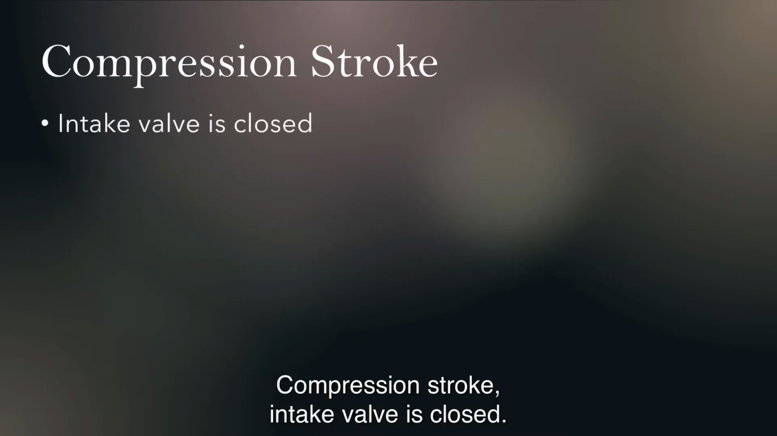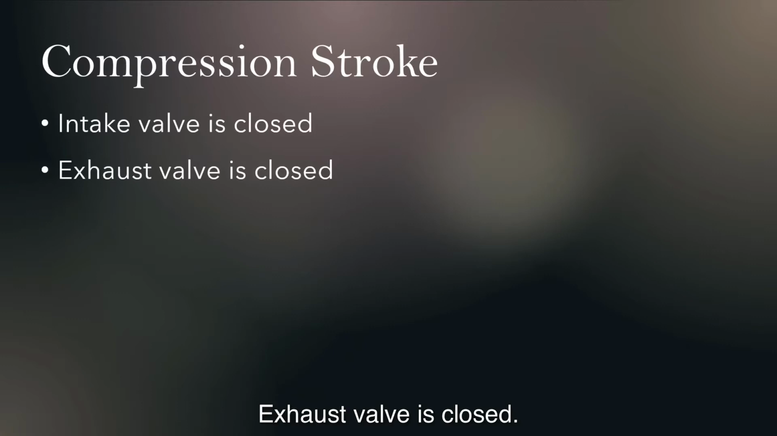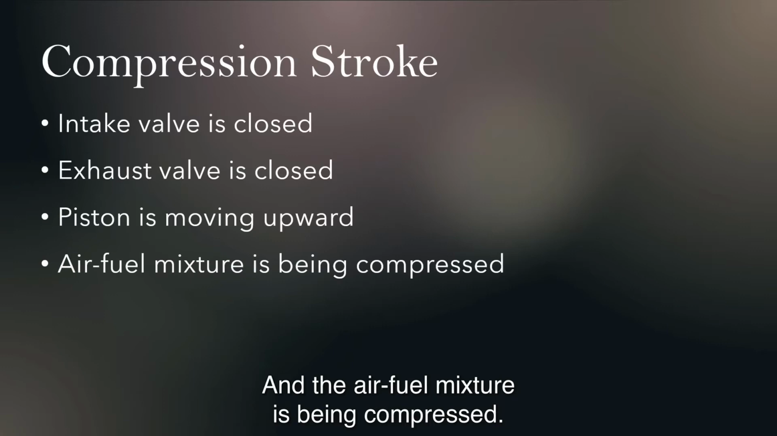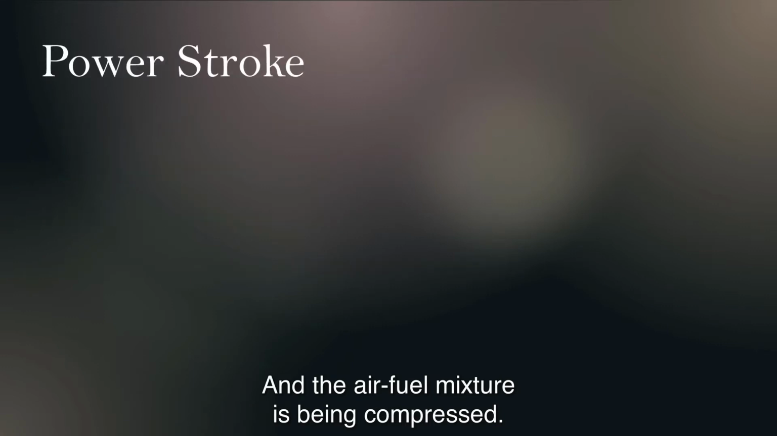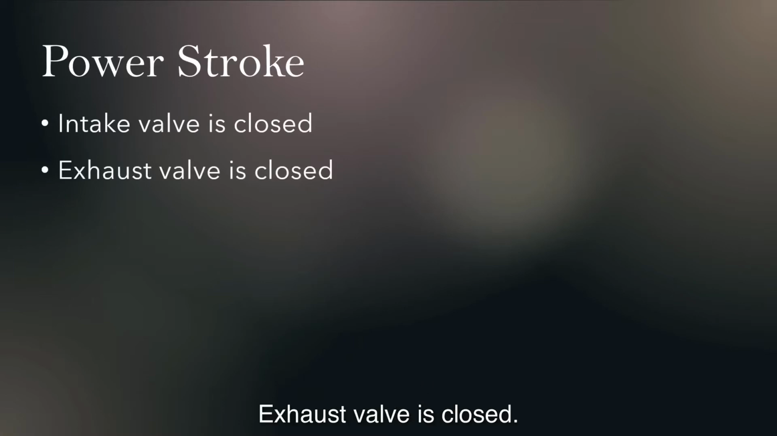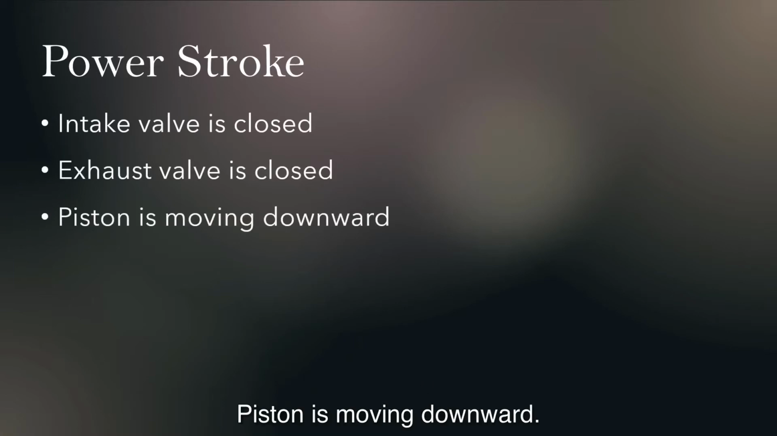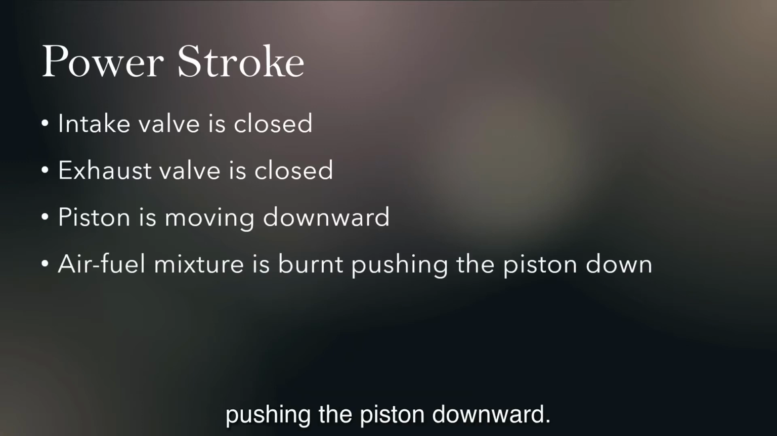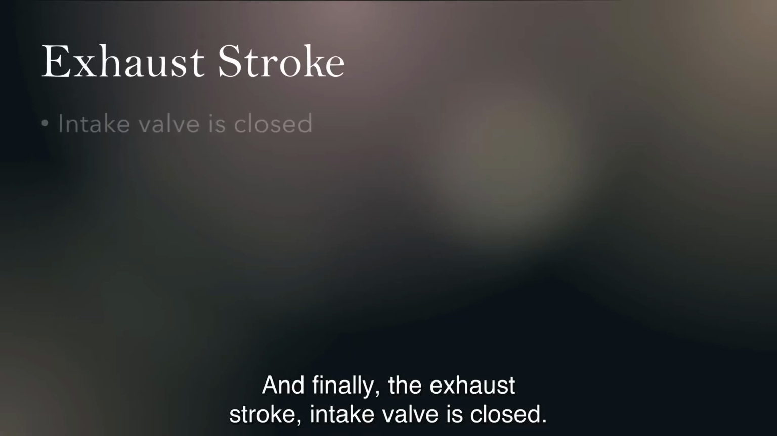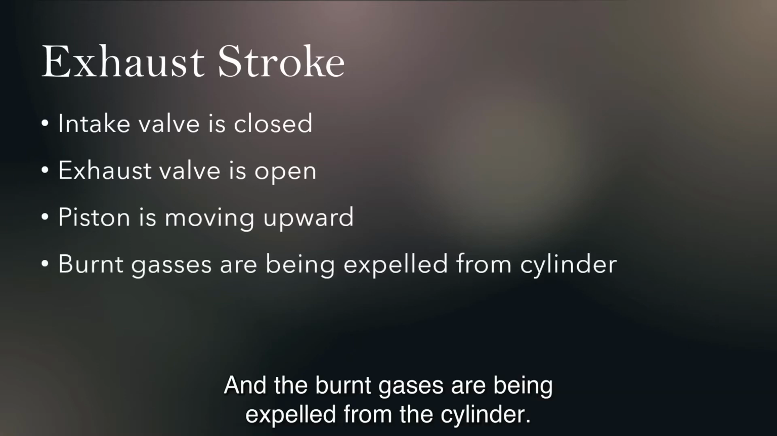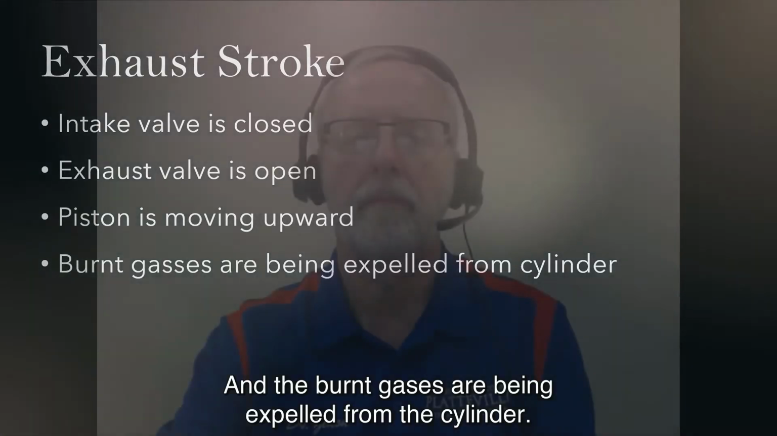Compression stroke: intake valve is closed, exhaust valve is closed, piston is moving upward, and the air fuel mixture is being compressed. Power stroke: intake valve is closed, exhaust valve is closed, piston is moving downward, and the air fuel mixture is burnt, pushing the piston downward. And finally, the exhaust stroke: intake valve is closed, exhaust valve is open, piston is moving upward, and the burnt gases are being expelled from the cylinder.